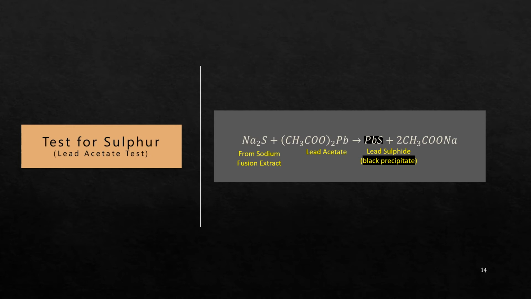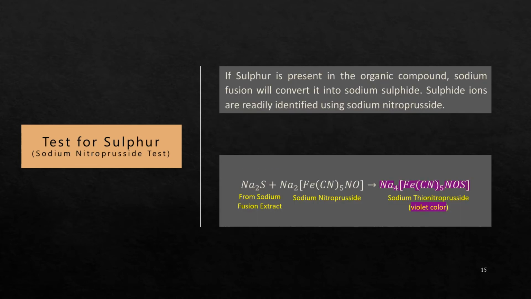If sulfur is present in the organic compound, sodium fusion will convert it into sodium sulfide. Sulfide ions are readily identified using sodium nitroprusside. Sodium sulfide formed during fusion reacts with sodium nitroprusside to form a purple-colored sodium thionitroprusside.